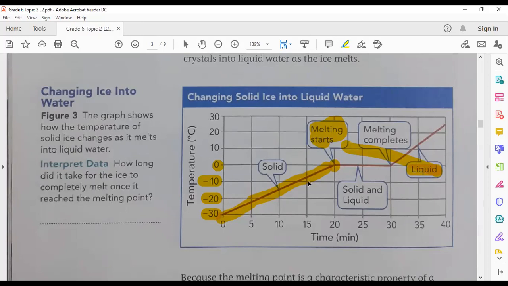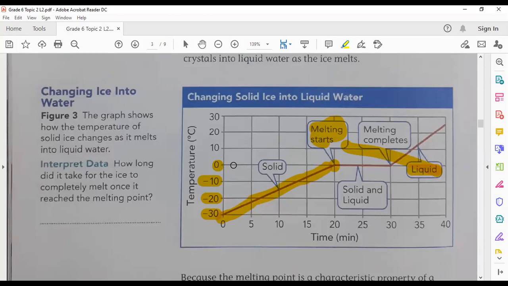15 minutes, the temperature increases, but from the beginning to 20 minutes, or from -30 to 0, it is still solid. The temperature of the ice cube when it is -30, -20, -10, until 0: when the temperature of the ice cube is below 0, it is still solid. No melting happens.